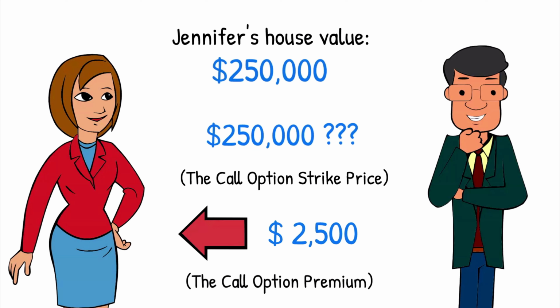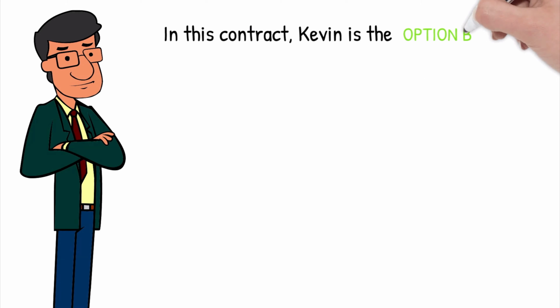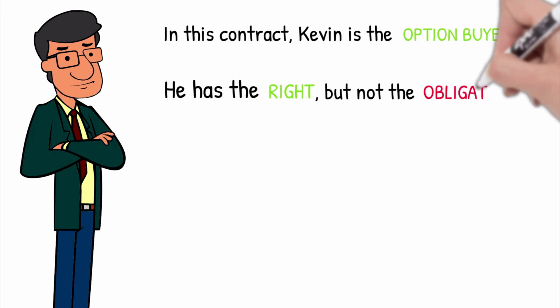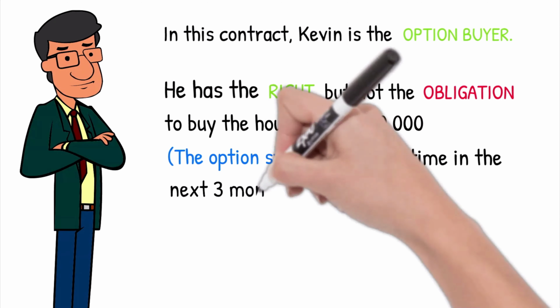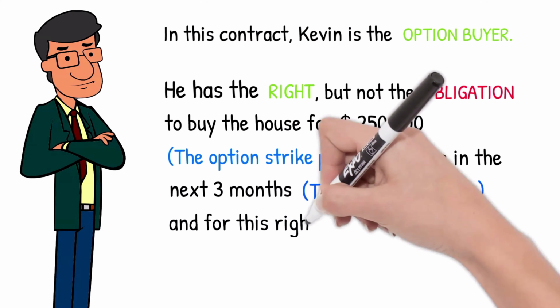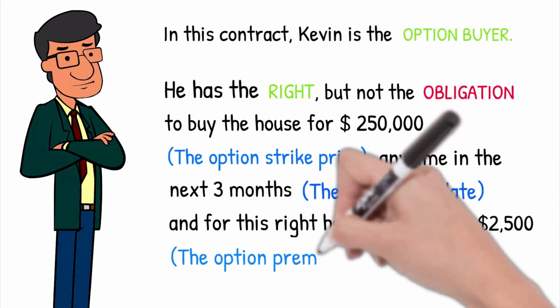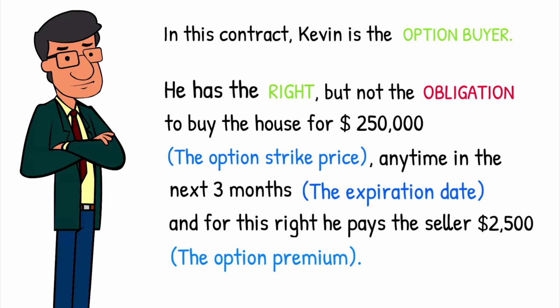Jennifer, on the other hand, is happy to take the $2,500. She has no guarantee anyone else would buy the house at the current asking price, nor does she feel the land deal would be closed during the following 3-month period. In this contract, Kevin is the option buyer. He has the right, but not the obligation, to buy the house for $250,000 any time in the next 3 months, and for this right he pays the seller $2,500.